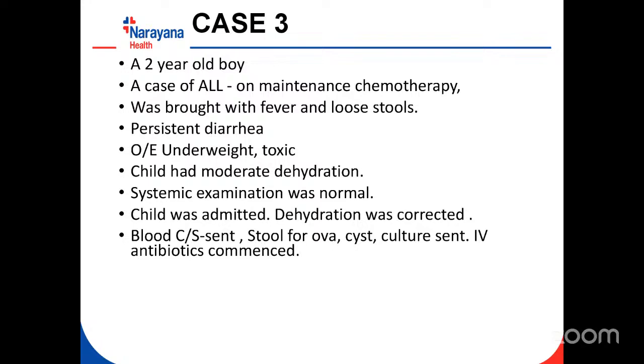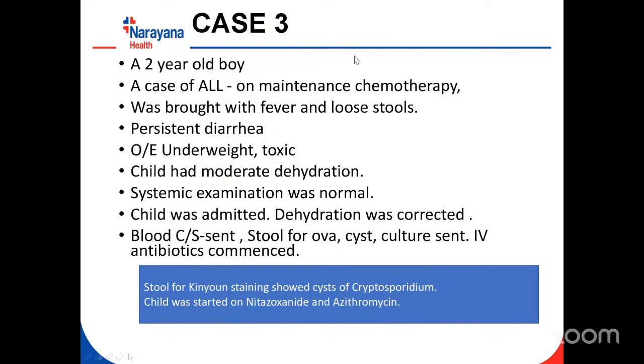Third child, a 2-year-old boy, case of acute lymphoblastic leukemia, was on maintenance chemotherapy, was brought with fever and loose stools, persistent diarrhea, underweight, toxic, child had moderate dehydration, systemic examination was normal. Dehydration was corrected, stool, everything was sent, cultures were sent. This child had a hemoglobin of 8, count of just 1200. Total neutrophil count was less than 300. Platelets were just 25,000. This child turned out to be a cryptosporidium diarrhea. Was started on nitazoxanide and azithromycin, and the child went home.